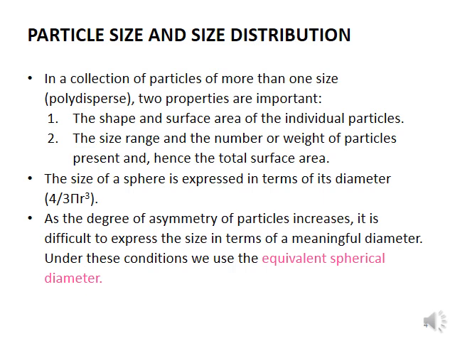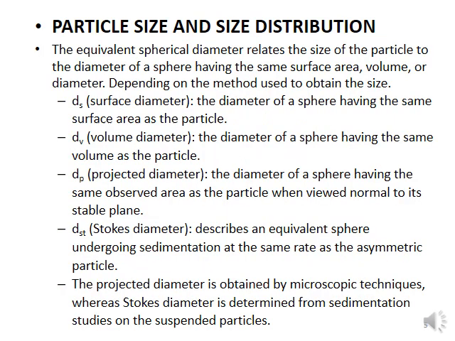When we have particles that are asymmetric, then it is difficult to express the size in terms of a meaningful diameter. Therefore, under these conditions, we use the equivalent spherical diameter. The equivalent spherical diameter relates the size of the particle to the diameter of a sphere having the same surface area or volume or diameter, depending on the method that is being used.